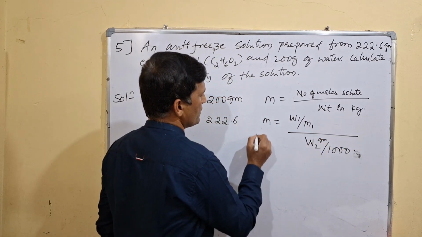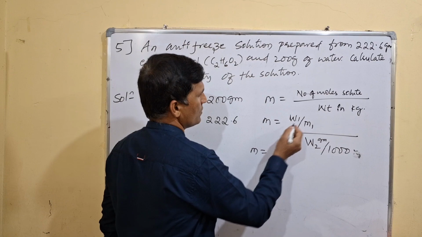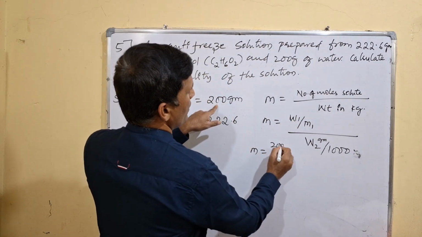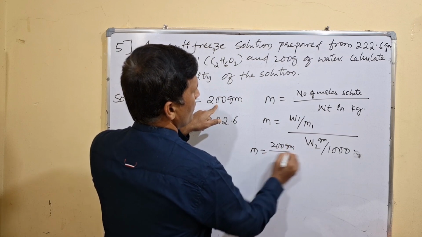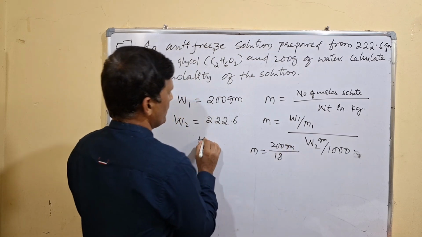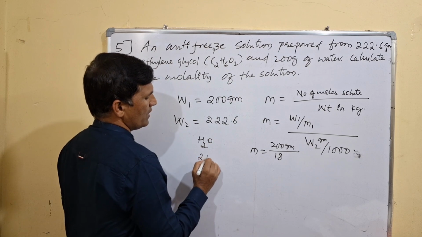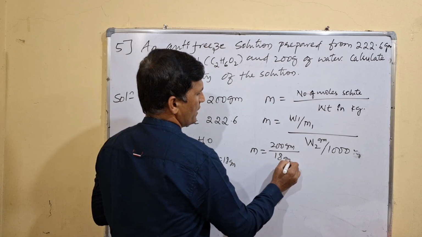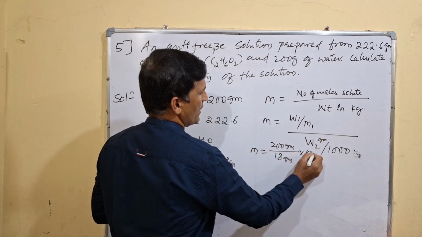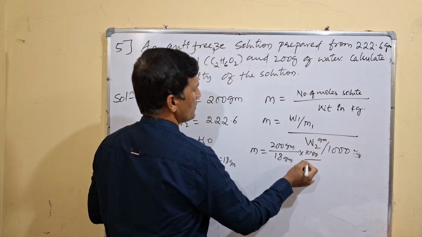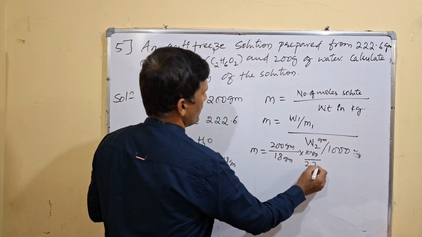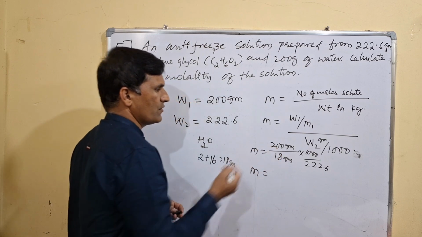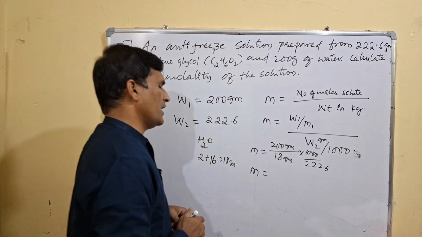So molality is equal to, W1, the weight of the water, is 200 grams. Molar mass of water is 18, you can calculate H2O, 2 plus 16, so that turns out to be 18 grams. So 1000 will come up, we will write 1000 here, divided by W2. W2 is how much? 222.6.